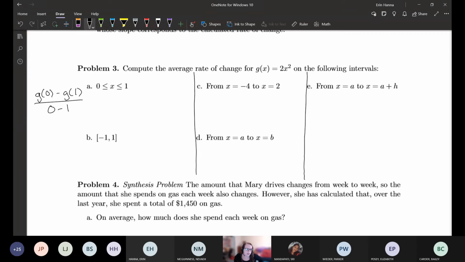Now, again, you can put the 1 first, and usually I would, but since it's written out 0 is less than or equal to 1, I just wrote it in that format. But again, it doesn't matter which way, whatever works. So we would have 2 times 0 squared. I have a little more space this time, so I'll actually write it out plugged into the function.